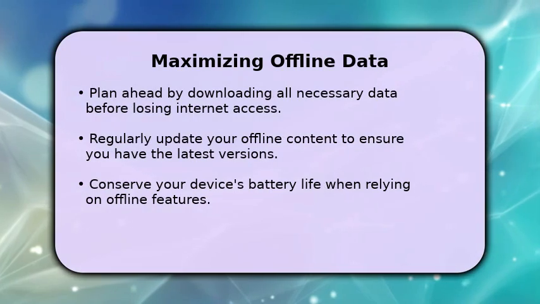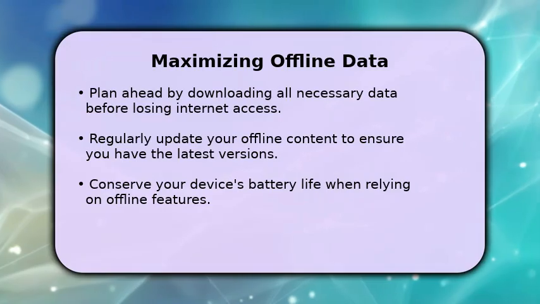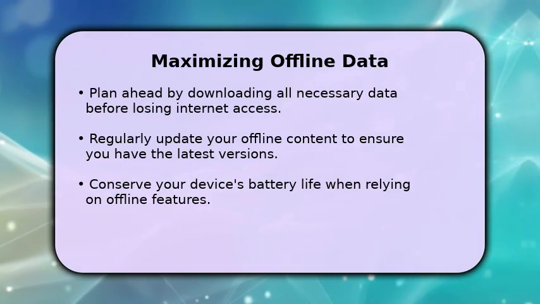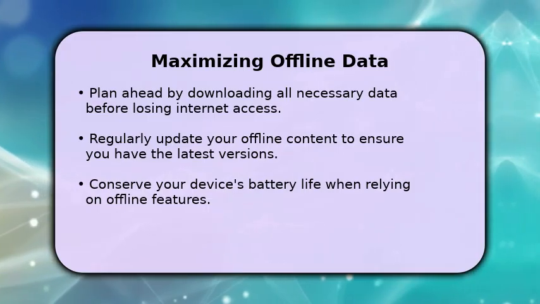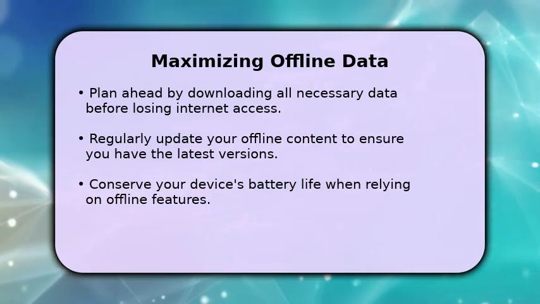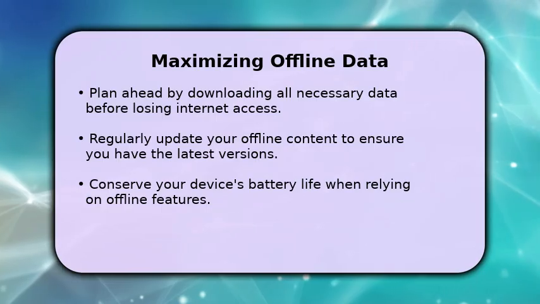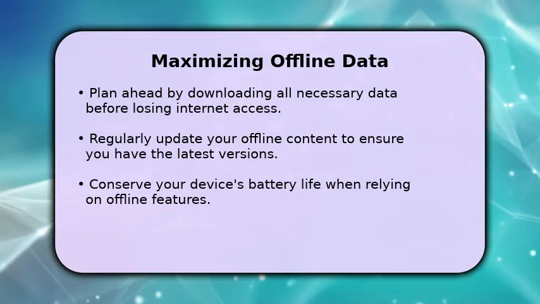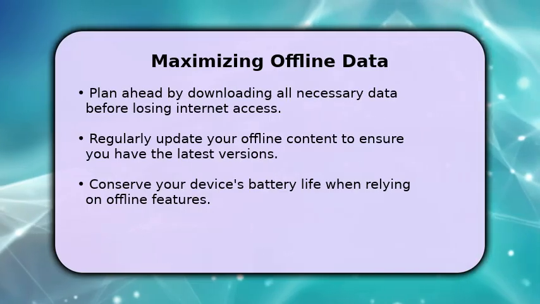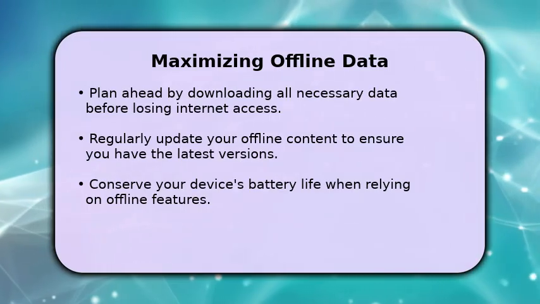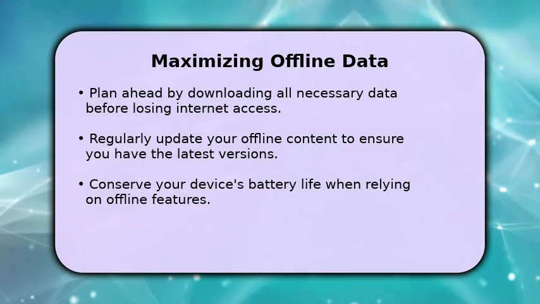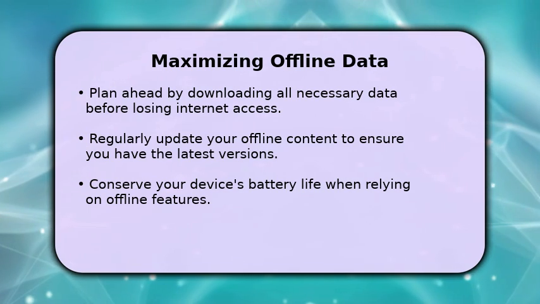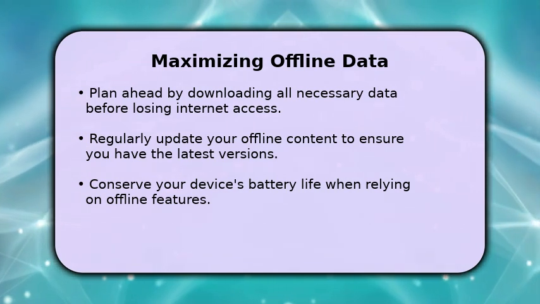To make the most of your offline data, planning is key. Before you anticipate losing internet, download everything you might need. Set a reminder to periodically update your downloaded content, perhaps once every 2 weeks, to keep it current. When using offline features, remember to conserve battery life. Turn off Wi-Fi and cellular data if not needed. This thoughtful preparation ensures you have consistent, reliable access to your essential information, no matter where you are.